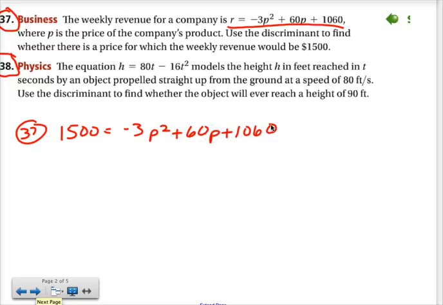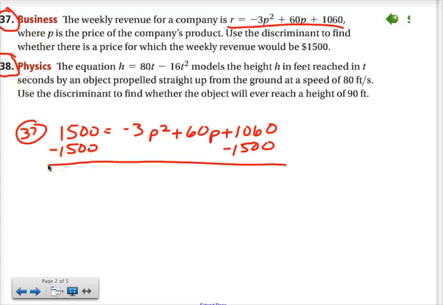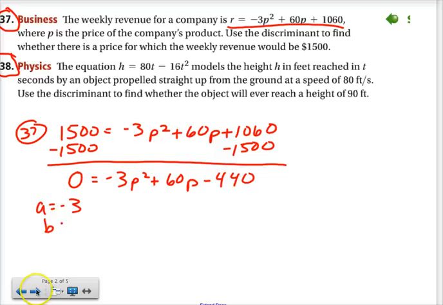And then in order to use the discriminant, which is a part of the quadratic formula, we're going to have to go ahead and subtract 1,500 from both sides and work with it with A, B, and C. So 0 equals negative 3p squared plus 60p minus 440.